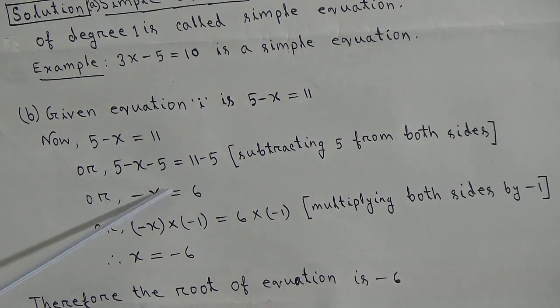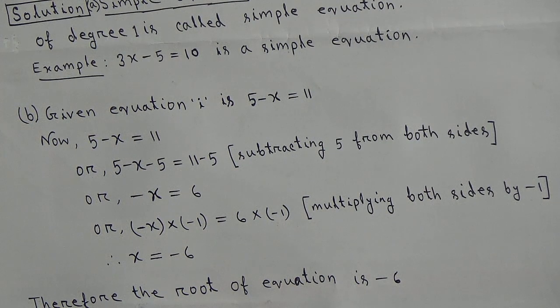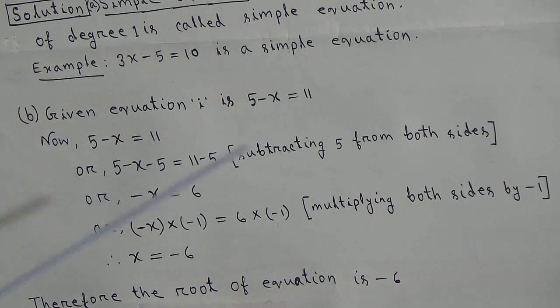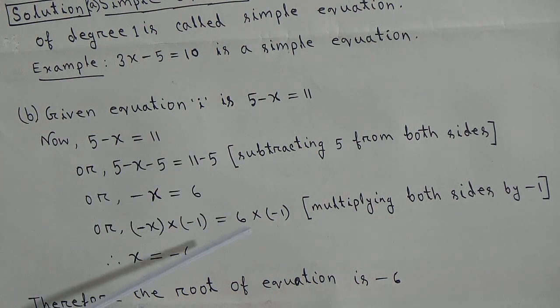Now, if we multiply minus x by minus 1, then we can get x. But if we multiply minus x by minus 1, at the same time we have to multiply 6 by minus 1 also. That means we have to multiply both sides by minus 1.